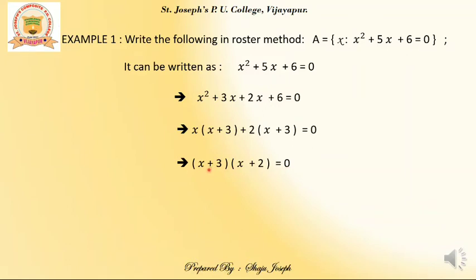So what do you mean by product of two numbers is 0? Either the first one should be 0, that is x plus 3 should be 0, which indicates x should be equal to minus 3. How? Plus 3 comes to the other side, becomes minus 3.